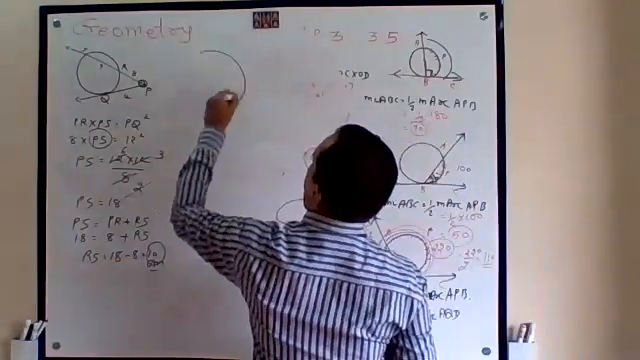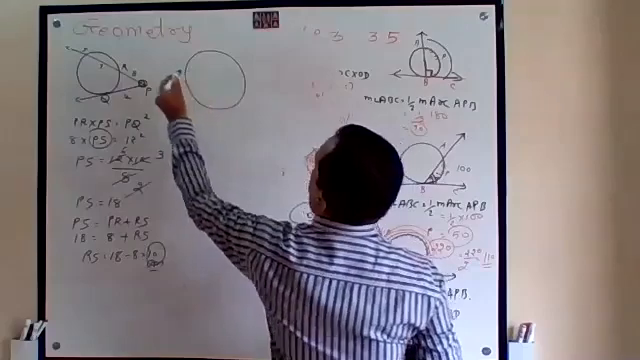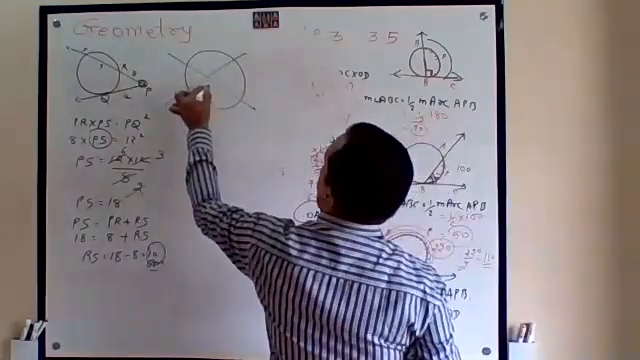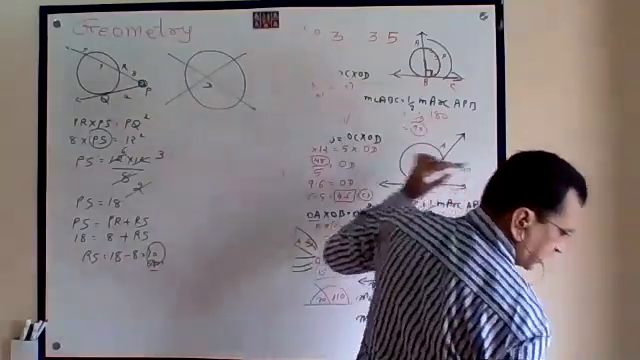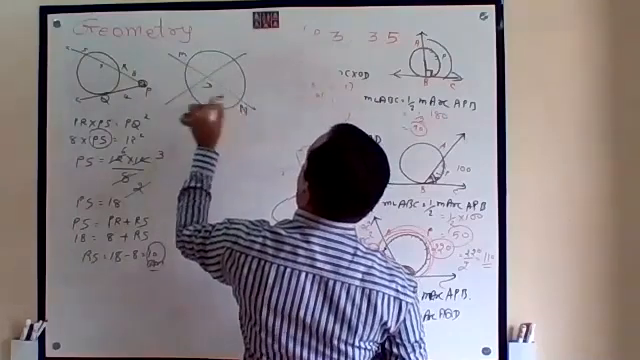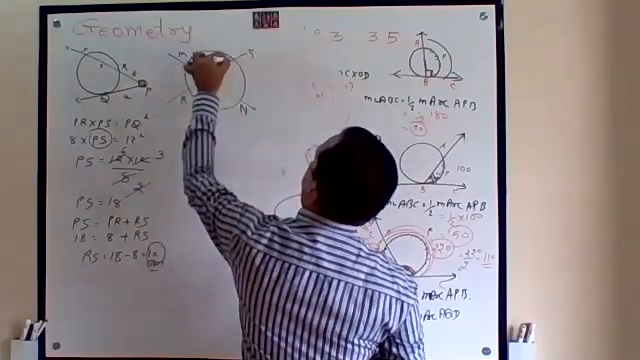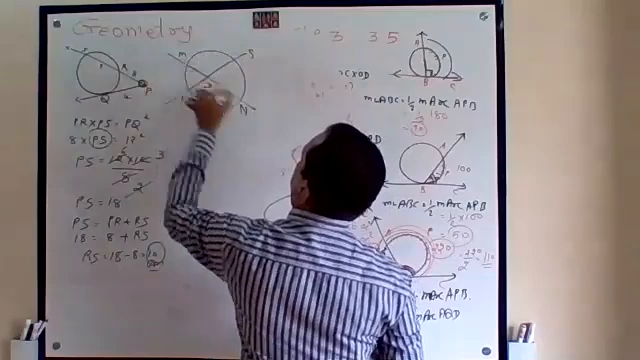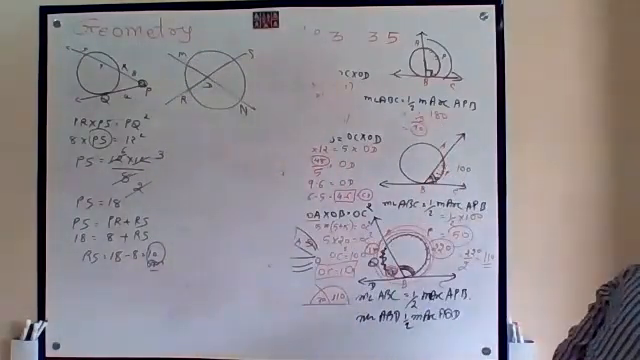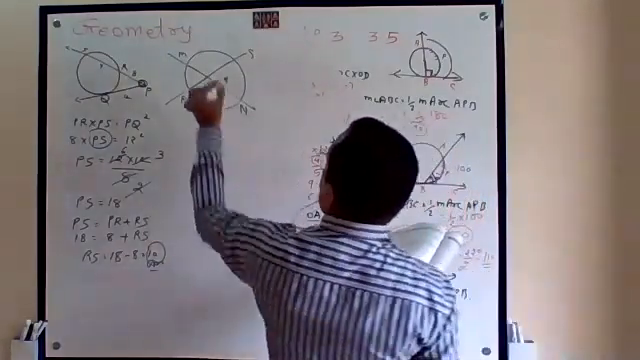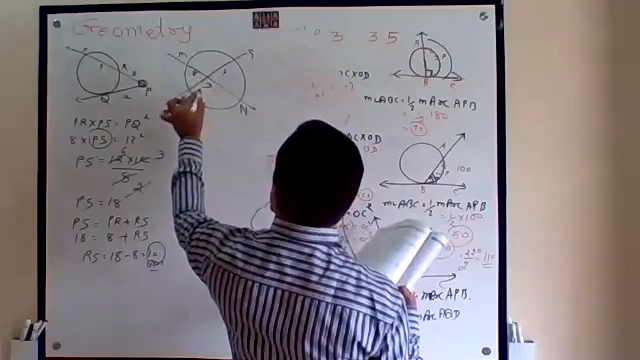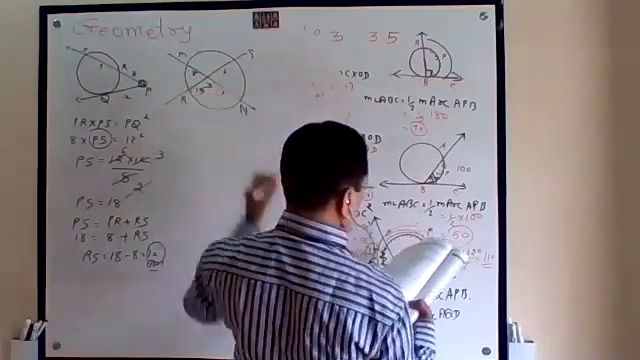One more question that we can cover. DM, DN, RS. This is given 4, this is given 8, this is given 15. DN is the question.